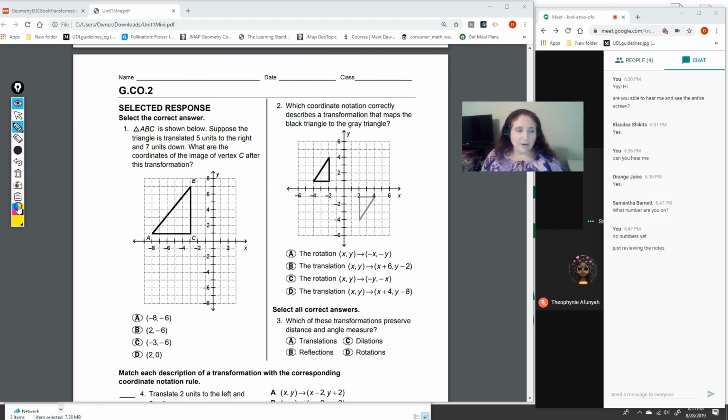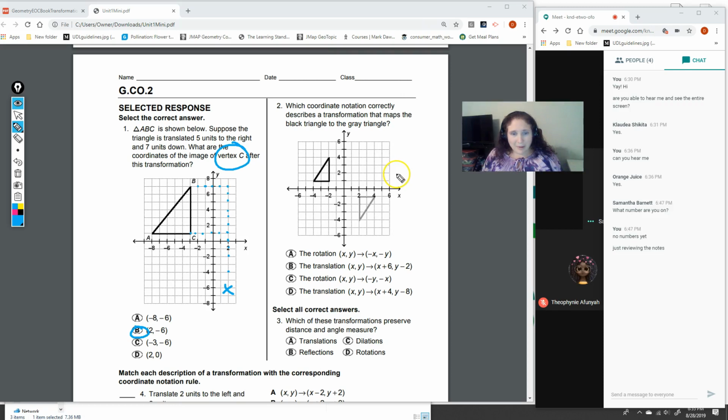So just remember, I say just count. You could also add, but 5 units to the right, 1, 2, 3, 4, 5, and then 7 units down, 1, 2, 3, 4, 5, 6, 7. And in this case, it's asking for only vertex C. So you would have to do that for vertex C, 1, 2, 3, 4, 5, 1, 2, 3, 4, 5, 6, 7. And that would be our point, 2, -6.